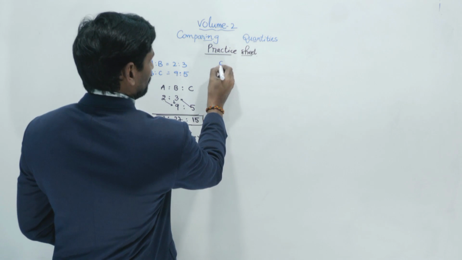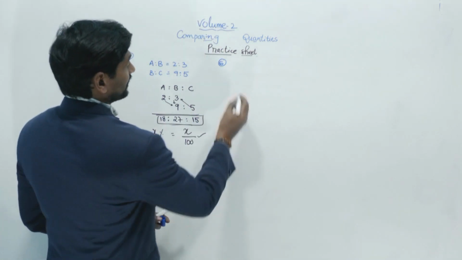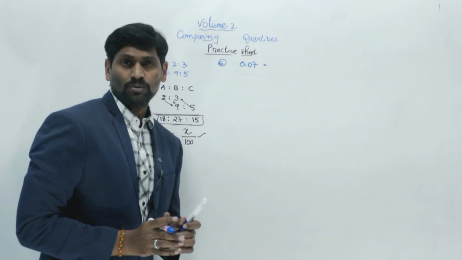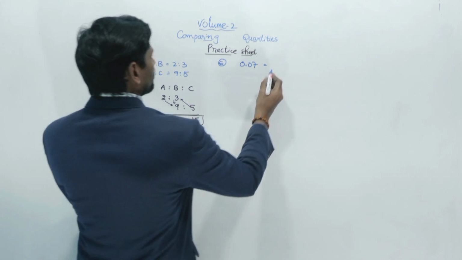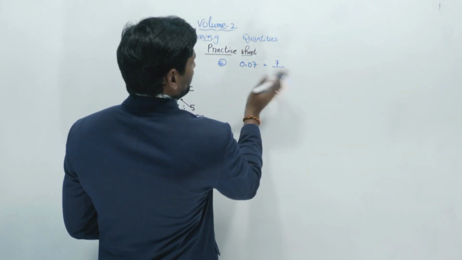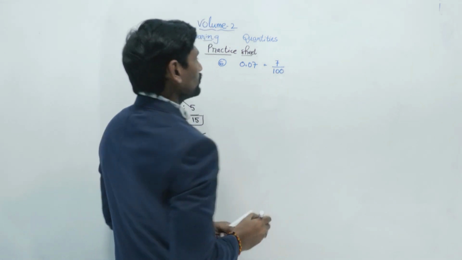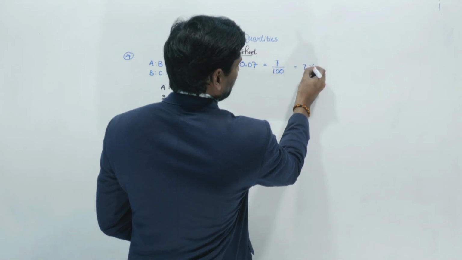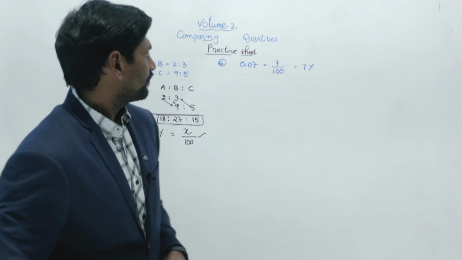The sixth problem is given that 0.07. The answers are given in the form of percentages. I am just trying to convert 0.07 into the fractional form. Okay, now, after the point 2 digits or 2 decimals are there, so we can convert them into fractional form. So 7 by 100. 7 by 100 means 7%. 7 per 100, 7%. Okay.